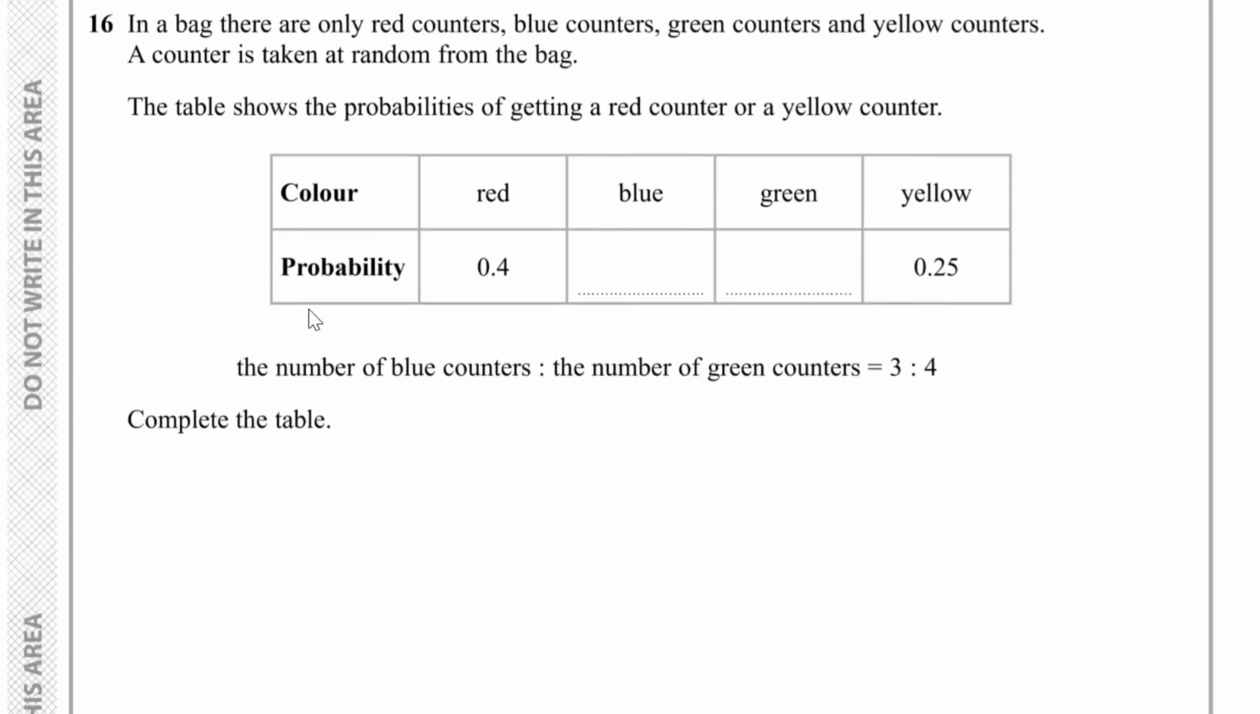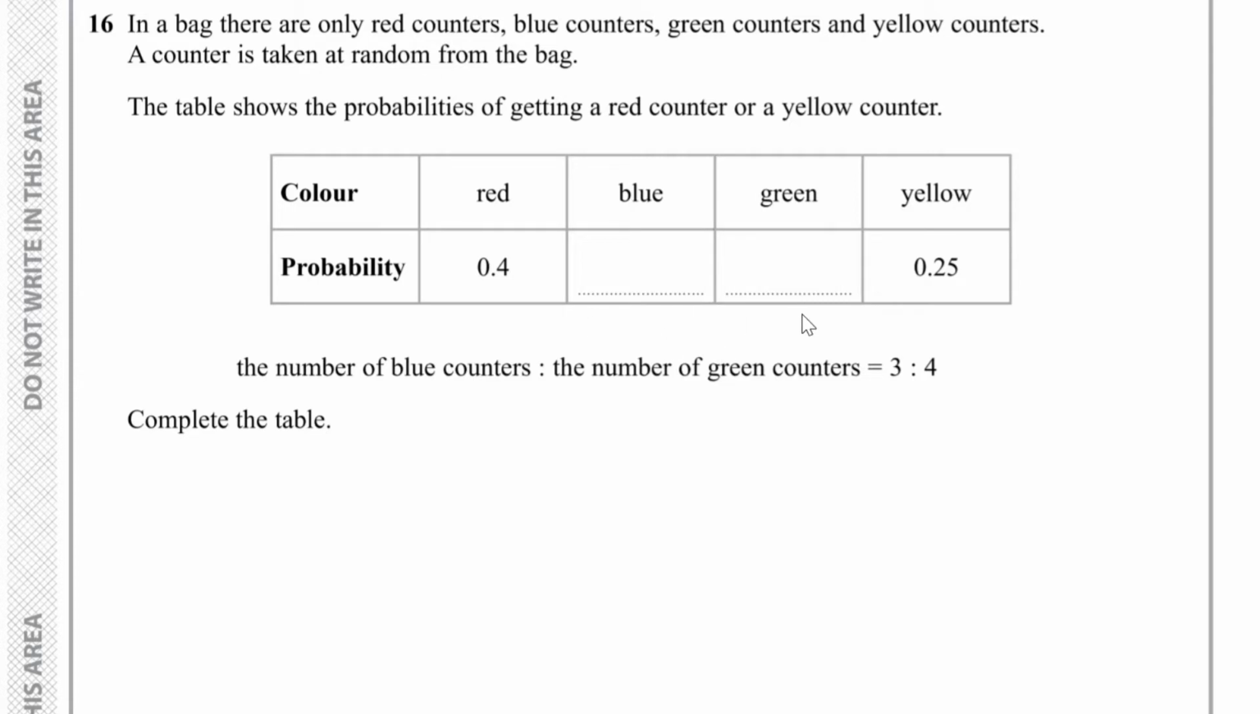For question number 16, in a bag there are only red counters, blue counters, green counters and yellow counters. A counter is taken at random from the bag. The table shows the probabilities of getting a red counter or a yellow counter. And the probability of getting a red, that's 0.4. The probability of getting a yellow, that's 0.25. The ratio of the number of blue counters to the number of green counters is 3 to 4. We have to complete the table.